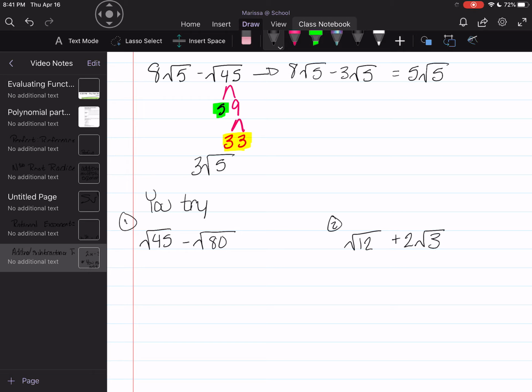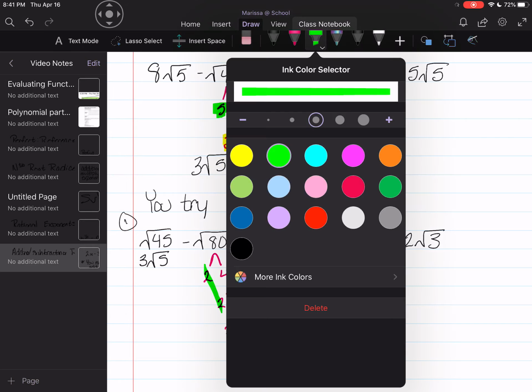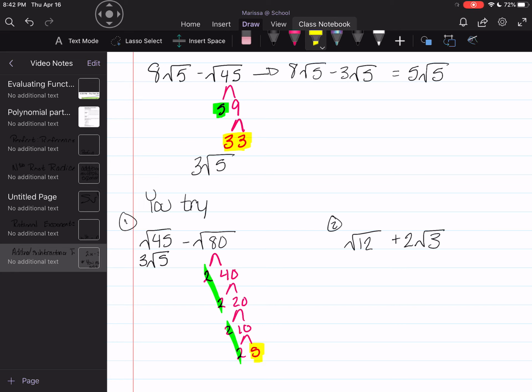So this first one, we already know that radical 45 is the same thing as 3 radical 5. But I need to simplify down this radical 80. So if I look at this, it's an even number. I know 2 goes into it, 2 times 40. And that's 2 times 20. And this is 2 times 10. And that is 2 times 5. So I've got 2 groups of 2. And I have a lonesome 5 here at the bottom.